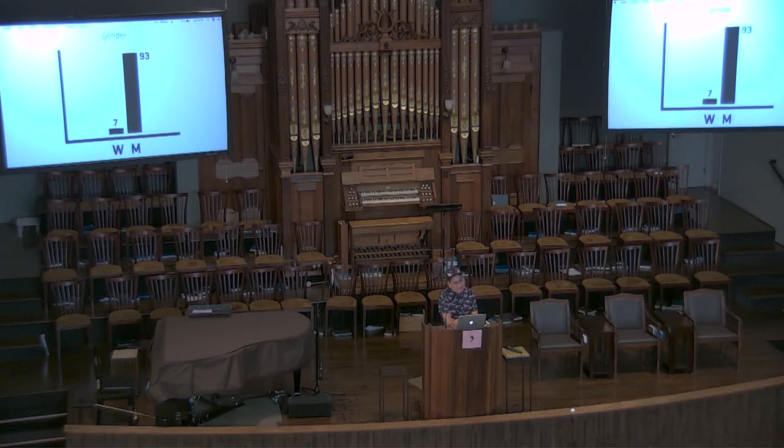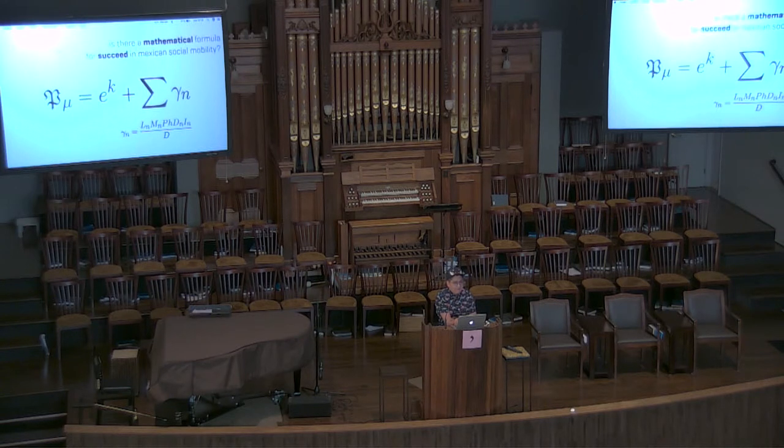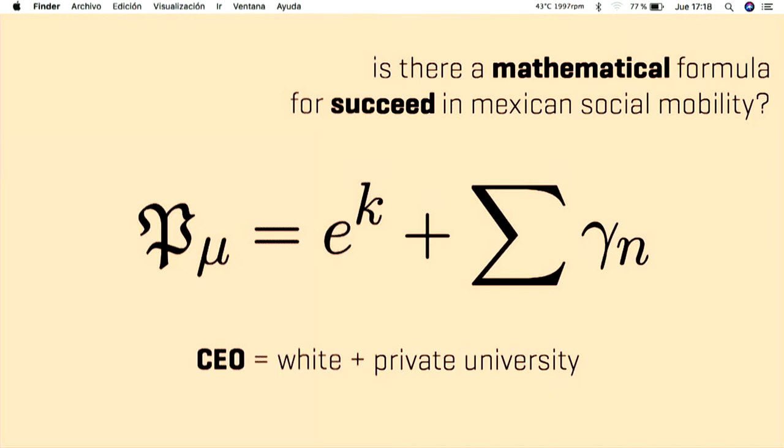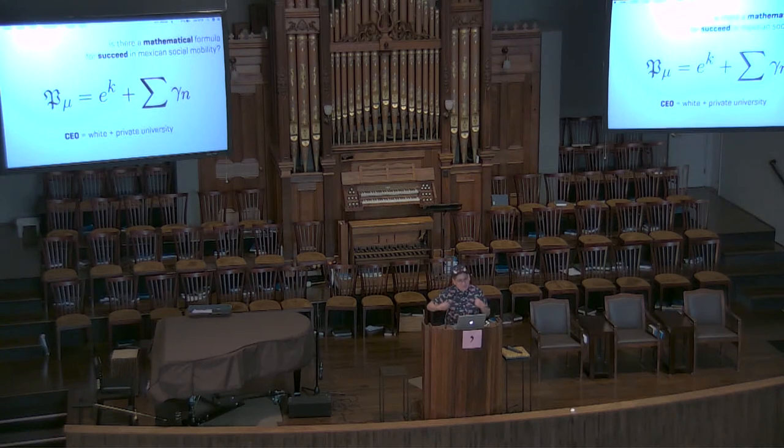The other thing, the gender: obviously 93% are men, and only 7% of CEOs in Mexico are women. And this is the mathematical model for succeeding in Mexican social mobility. It's statistics, it's not a law, but if you are white and you come from a private university, the probability to become a CEO in Mexico is higher than the other options.